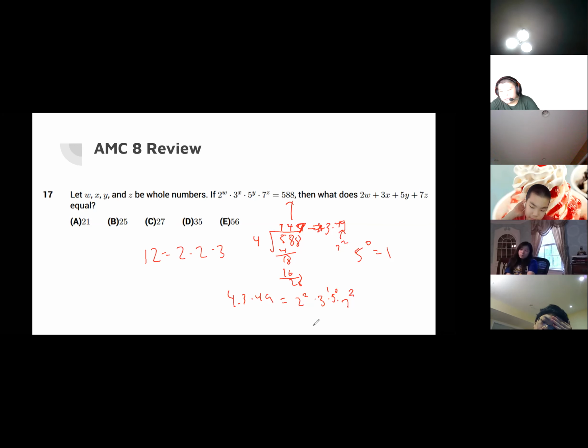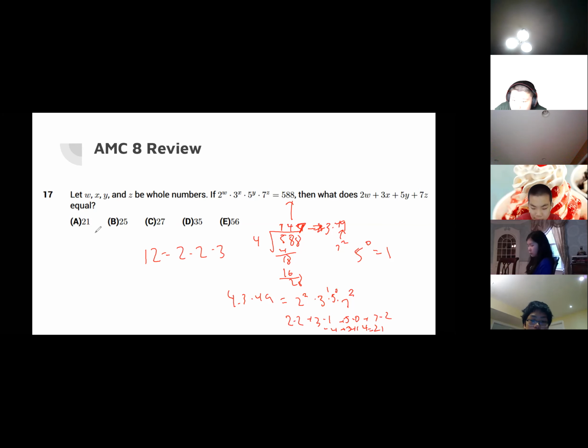So what you can do here is just multiply. So 2 times 2 plus 3 times 1 plus 5 times 0 plus 7 times 2 is going to be equal to 4 plus 3 plus 14, which is simply equal to 21.